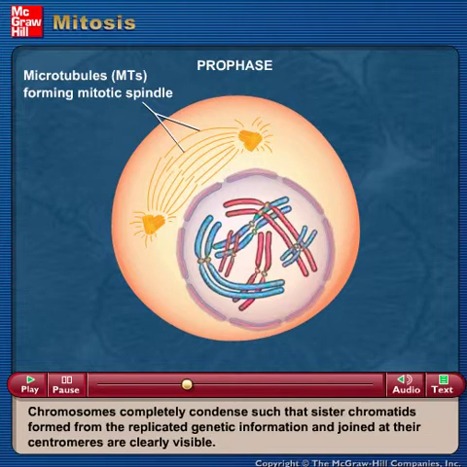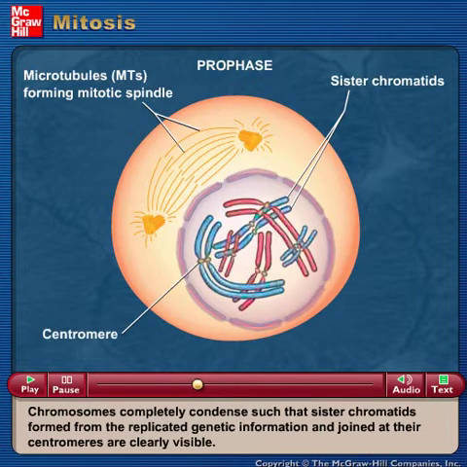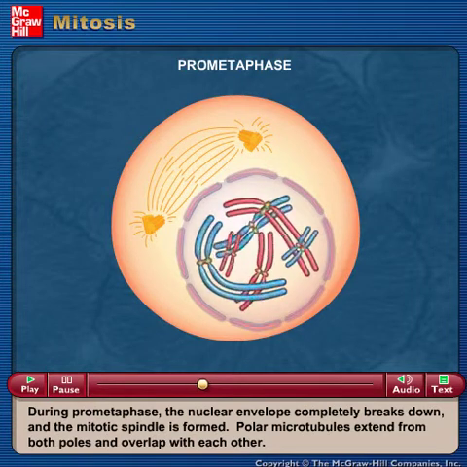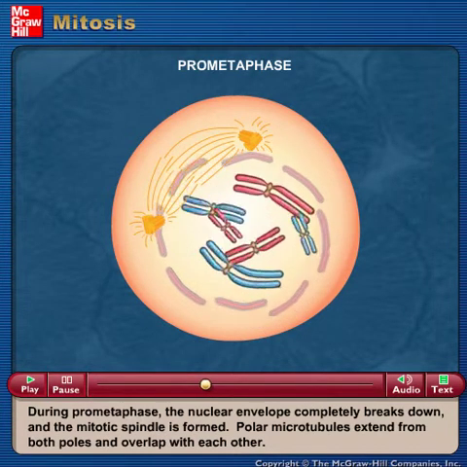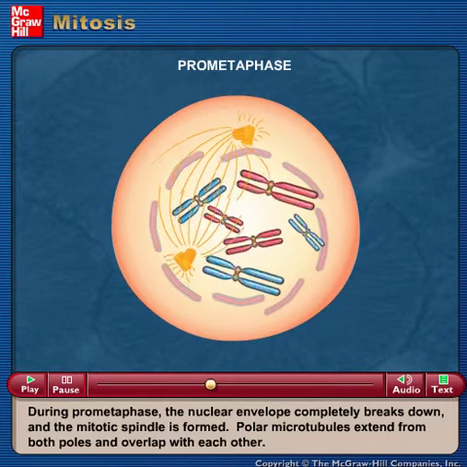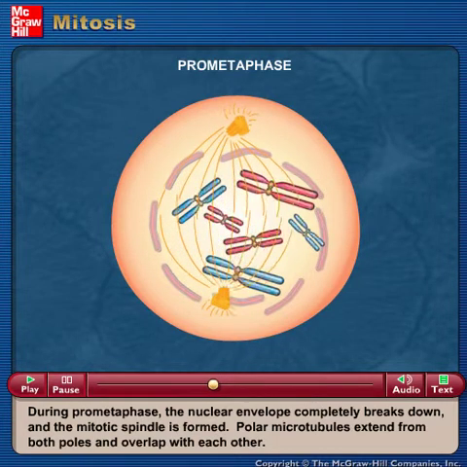Chromosomes completely condense such that sister chromatids formed from the replicated genetic information and joined at their centromeres are clearly visible. During prometaphase, the nuclear envelope completely breaks down and the mitotic spindle is formed. Polar microtubules extend from both poles and overlap with each other.